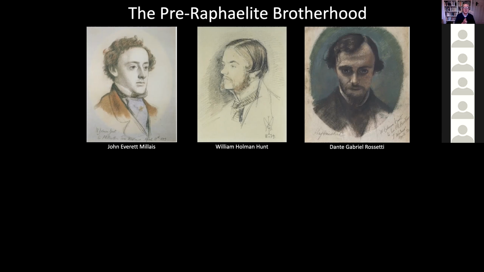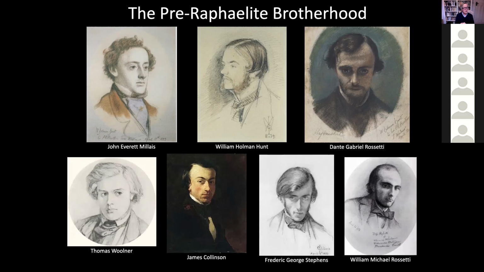and Dante Gabriel Rossetti. They sat down one Saturday evening in September 1848, a few months after they'd attended that revolution or meeting, and formed what they decided to call the Pre-Raphaelite Brotherhood. I'll tell you more about those three in a moment, because they're the main three, the three artists.